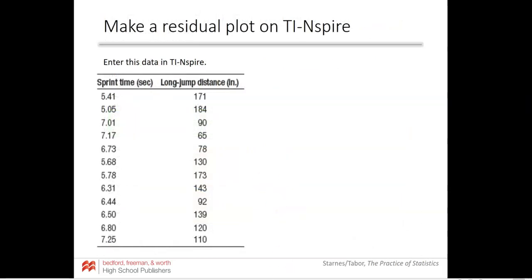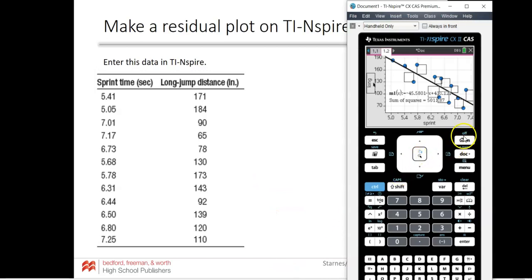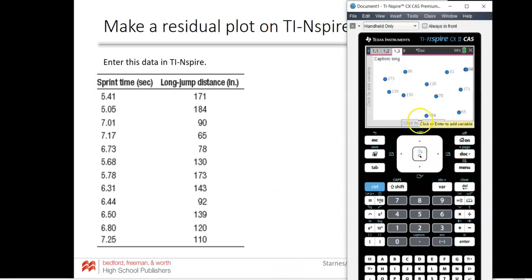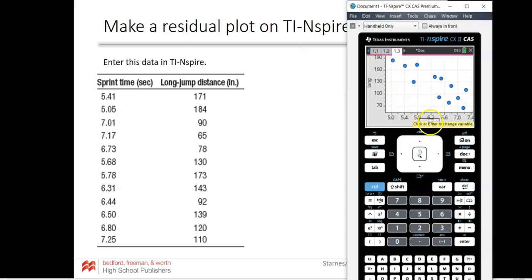So let's try this. Let's go back to this. I'm just going to add a new data statistics page just to start over. Click sprint for explanatory and long for response. So this time I'm going to do something different. We're going to show the residual plot.